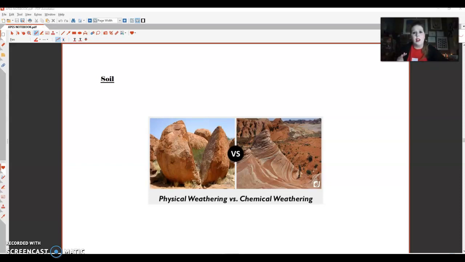So the first thing we're going to look at is how soil is formed, and then we're going to get into specifics of soil property. All right, so here we are with our soil notes.